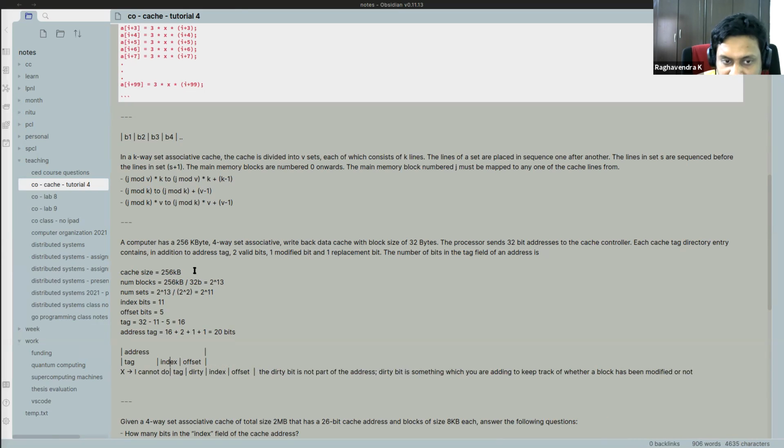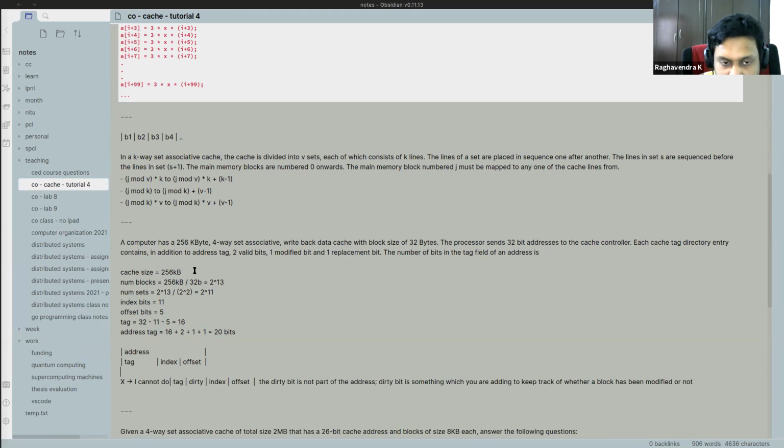Okay. So I am left with this. Agreed? In this, I have figured out that the tag bits are 16. Now he is saying, apart from the tag bits, I want to remember 2 valid bits, 1 modified bit and 1 replacement bit. So will you add 2 plus 1 plus 1 here, or will you subtract 16 minus 2 minus 1 minus 1?